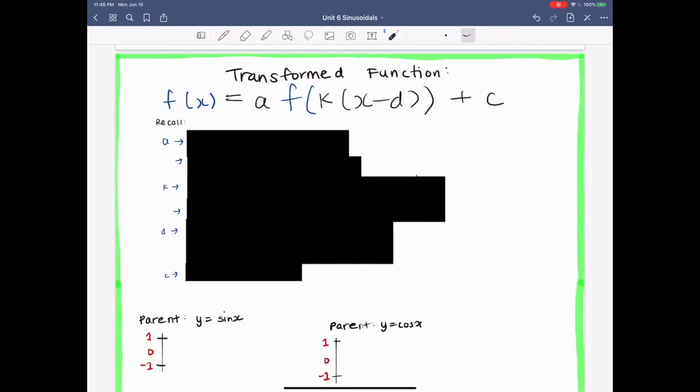So transform function. Recall that you have the f at x. F is the name of the function, x is the input. When you have a transform function, you're going to have things like vertical stretch, horizontal compression, horizontal shift left or right, and then vertical shift up or down. So with that in mind, what does the A mean?